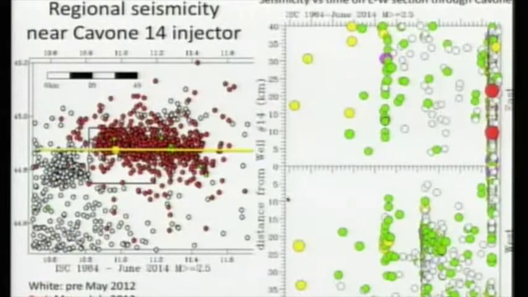So I'll come back to this plot later on when I discuss the geomechanical model, to use this information as a test of the geomechanical model.